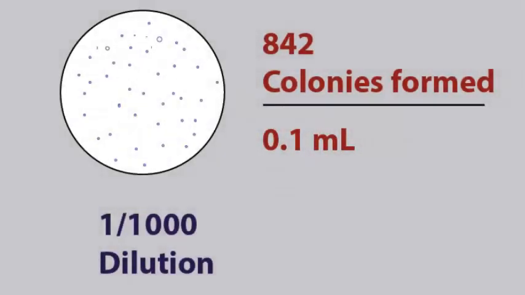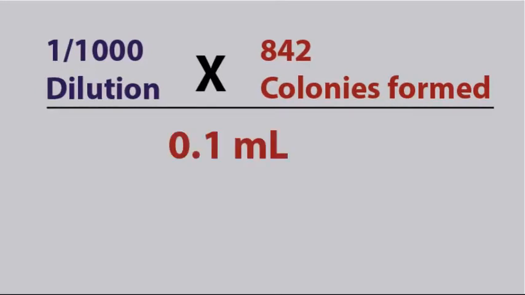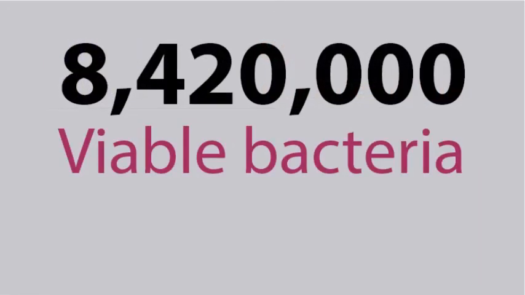This means that in order to calculate the initial concentration of bacteria in the unpasteurized milk, I take the dilution factor multiplied by the number of colonies formed. And as you recall, each colony represents an individual viable bacterium, divided by the volume plated. This means in the undiluted, unpasteurized sample, there were 8,420,000 viable bacteria growing in that sample of contaminated milk.